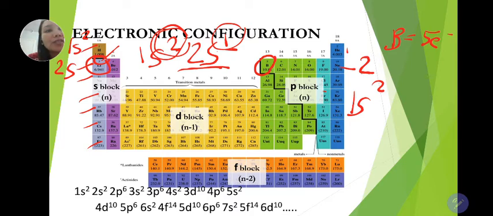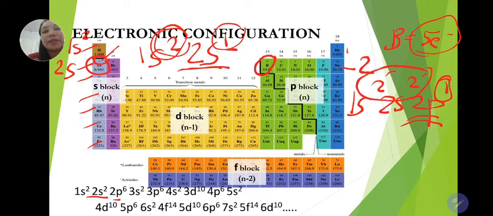Okay, so we have 1s2. And then, ano susunod sa 1s? We have 2s2. And then, 2p. Ilan yung electrons niya sa highest energy level? We only have 5 electrons. Meron na siyang 2, 4. Ibig sabihin, we only have 1 here: 2p1. So, ang number ng valence electron niya ay 1 sa highest energy level, which is 2p. And, ang core electrons niya ay 4. Okay?